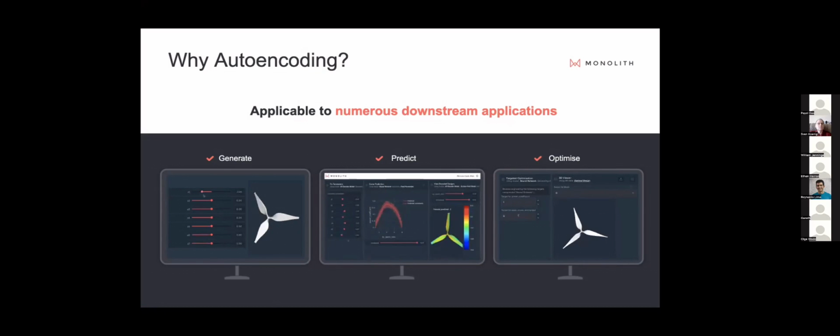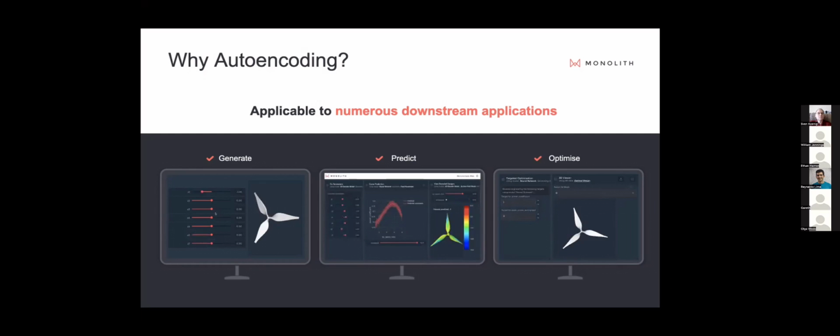Second use case is around prediction. So this approach is around learning a direct mapping from available past designs to perhaps their performance. And the reason why this is useful is it can effectively act as a cheap simulator to evaluate new designs in the future.